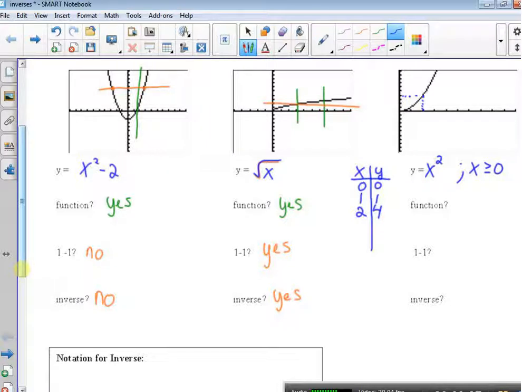Is this a function because I limited that domain? Yes. It is going to pass the vertical line test. Is it 1-to-1 because I limited the domain? Yes. Actually, the function part would have worked no matter what, but when I limit the domain to be only the positive x's, then none of the y coordinates are going to repeat. So it's 1-to-1. So yes, this will have an inverse.